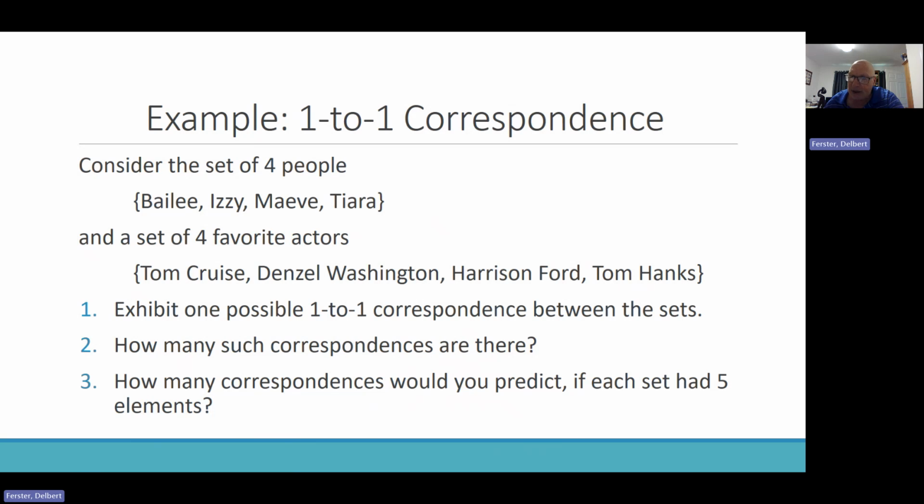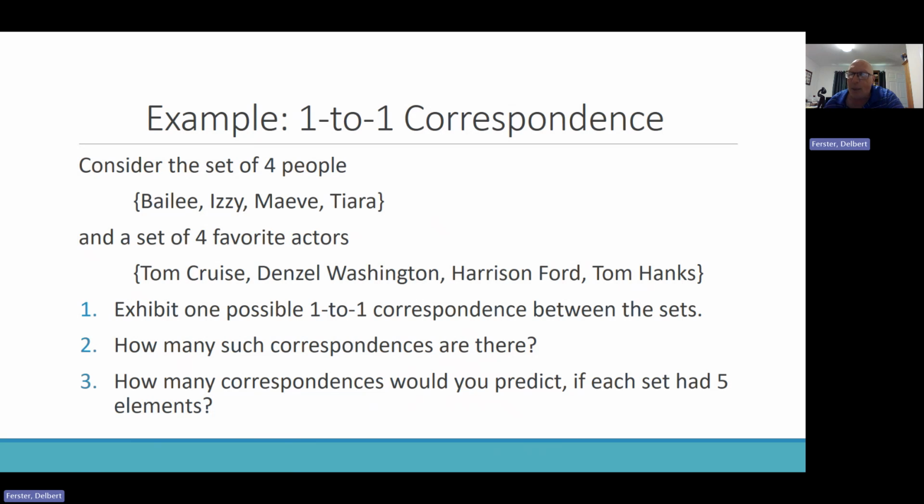So when Izzy picks, she could pair with Tom Cruise, or Harrison, or Tom Hanks, but she can't pair with Denzel. As the pairings are made, the number of options diminishes by one each time. So again, we have Bailey with Denzel. Let's take Izzy and put her with Tom Cruise. Then when it's Maeve's turn to pick, she's down to only two choices: Harrison Ford or Tom Hanks. And whoever Maeve takes, the last one left is for Tiara.